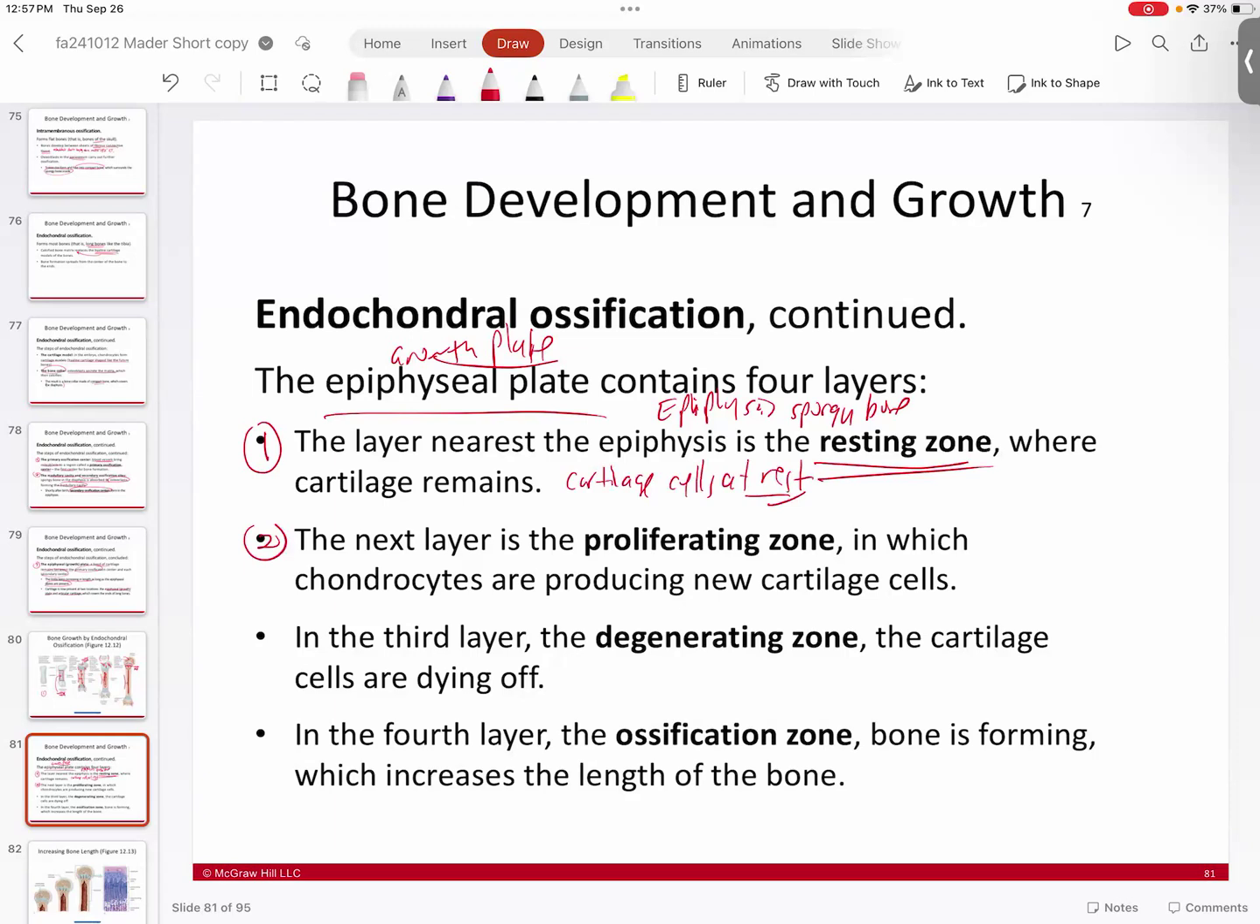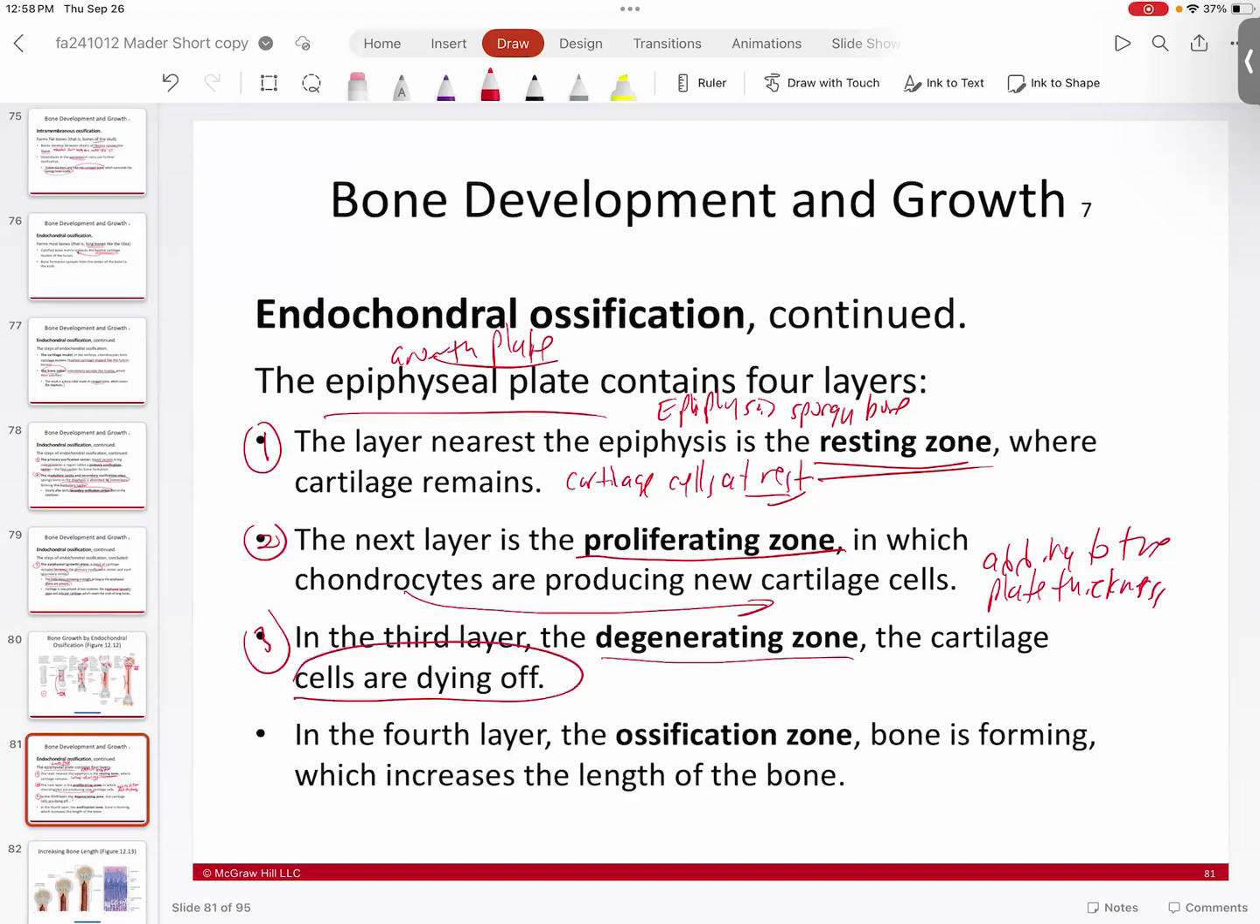Then what happens is now below it, as you start to move down, you run into what's called the proliferating zone. So this is basically where chondrocytes are producing new cartilage cells, essentially adding to the plate thickness. From here, then, you're going to get to the degenerating zone. This is where the cartilaginous cells will die off, and they'll leave behind their open lacunae. And then they'll calcify. And remember, that's the signal for the osteoblasts to come in and replace. And the last one will be the ossification zone, where your osteoblasts replace the cartilage.